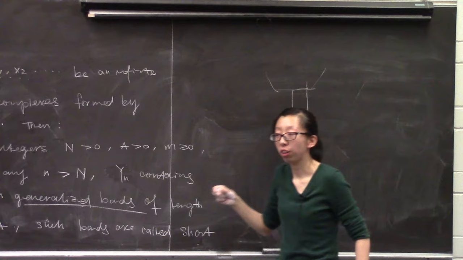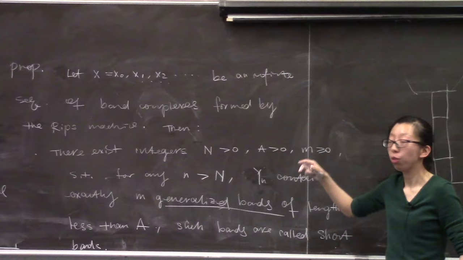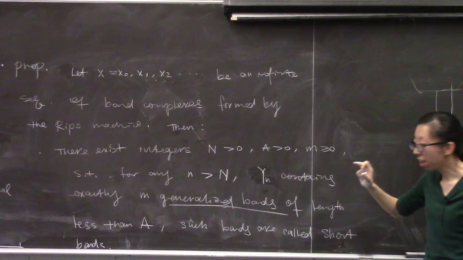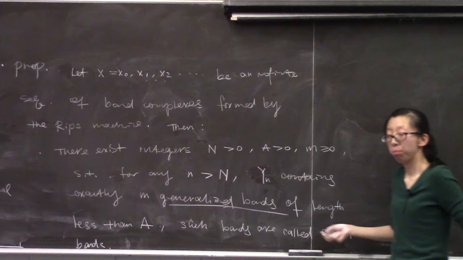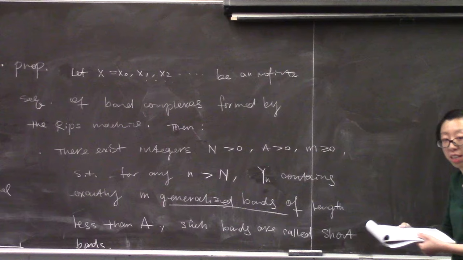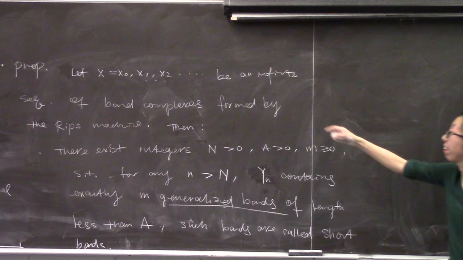And so the first part is saying that for a thin tab, there is a fixed number of bands. The length of that band won't change at all. So that's called the short bands. And as a consequence, because in general there are a bounded number of generalized bands, all the rest I call long bands, because the lengths of those generalized bands grow to infinity as the process goes on. Okay, so let me write it down here.